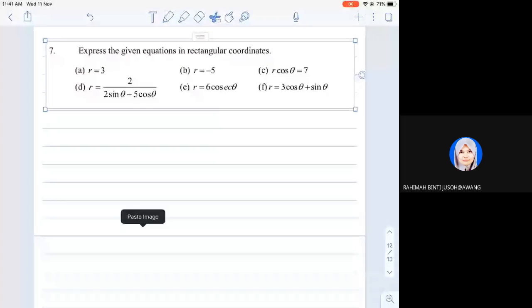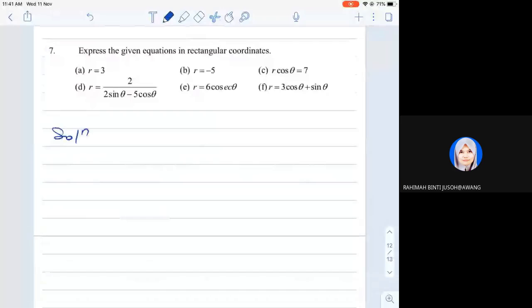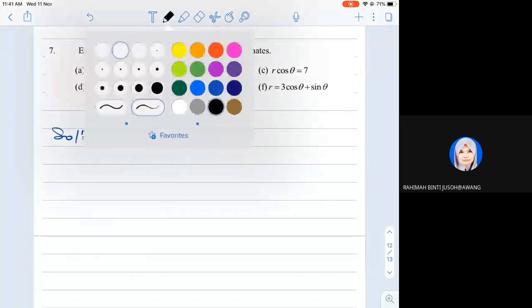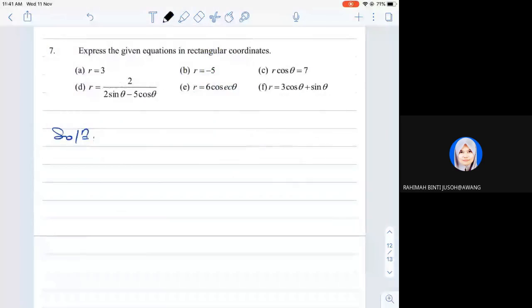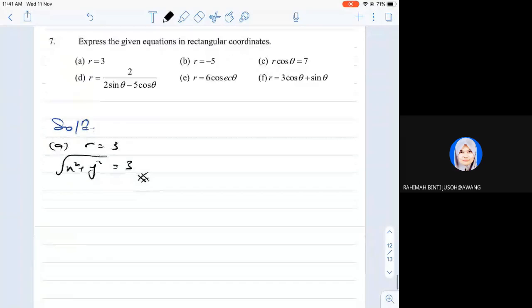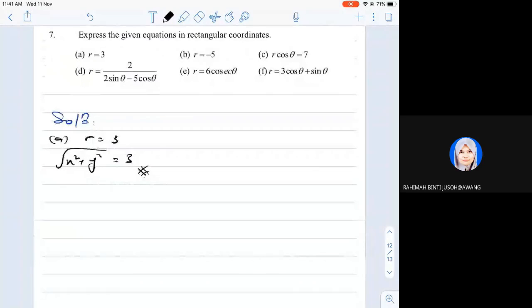Solution. R equals to 3, tak ada apa lah guys. R equals to 3. Very simple. So R is square root of x squared plus y squared equals to 3. Just that's it. That's the answer. Okay, kalau negative 5 pun sama lah. Kalau C ni pula, R cos theta equals to y. So R cos theta is x. Equals to 7. So this is your x kan? So x equals to 7 lah jawapan dia.